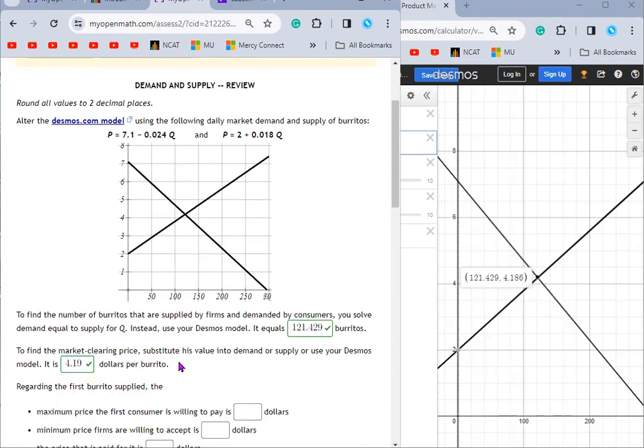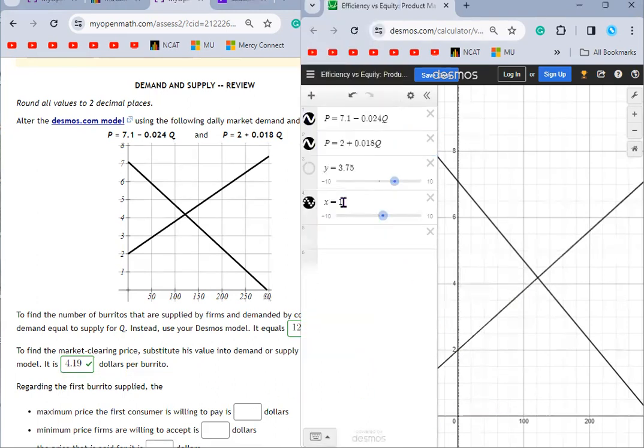Now, regarding the first burrito supplied, right? The first burrito supplied, I have X here. X is quantity, right? So I have X equal 1. If I increase X, watch what happens.